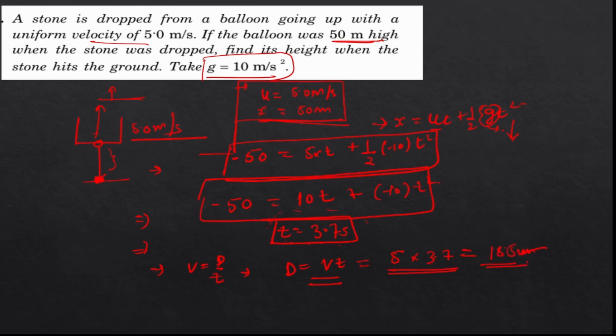right? Now what we have been asked is the total height of the balloon when the stone hits the ground. It already had the height of 50 meters, so we only need to add this distance to the given height. So this much would be the height of the balloon when the stone hits the ground, right?